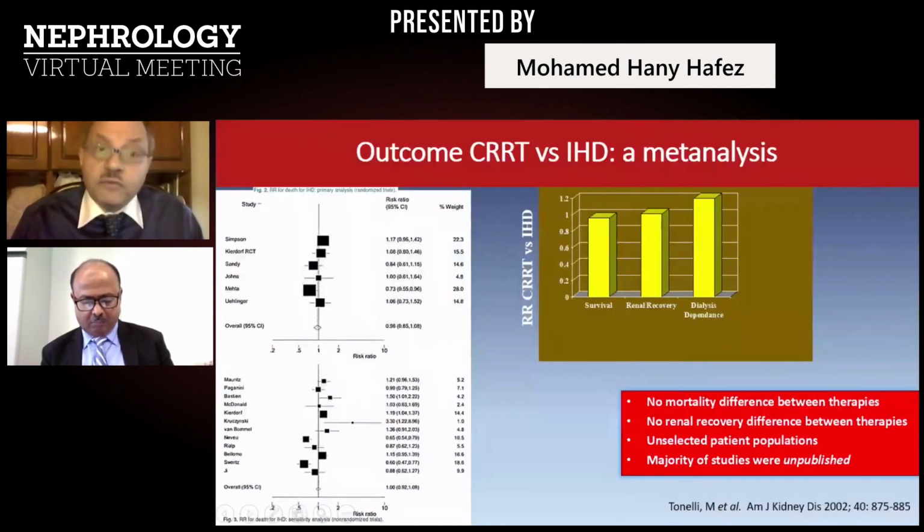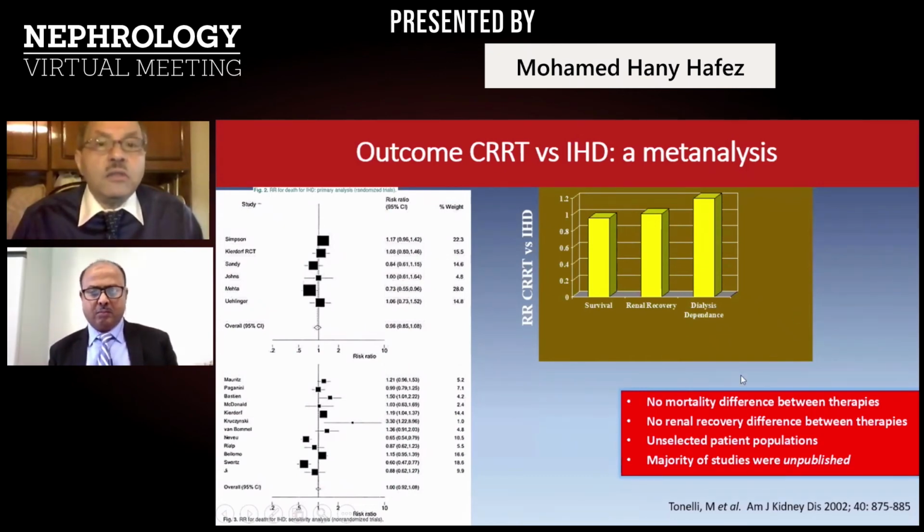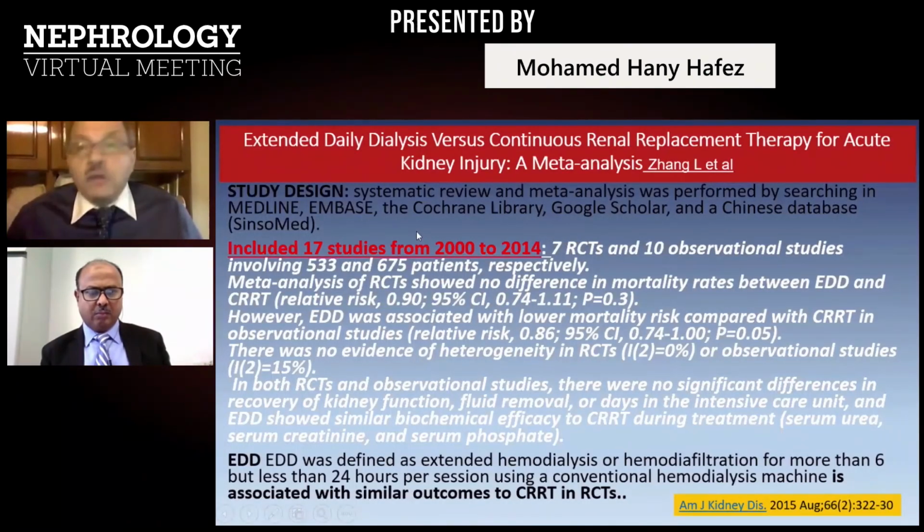Is there any difference between CRRT versus intermittent hemodialysis? No difference, as you see in these old publications, and no difference again in the current clinical practice. What you may use well, use it.